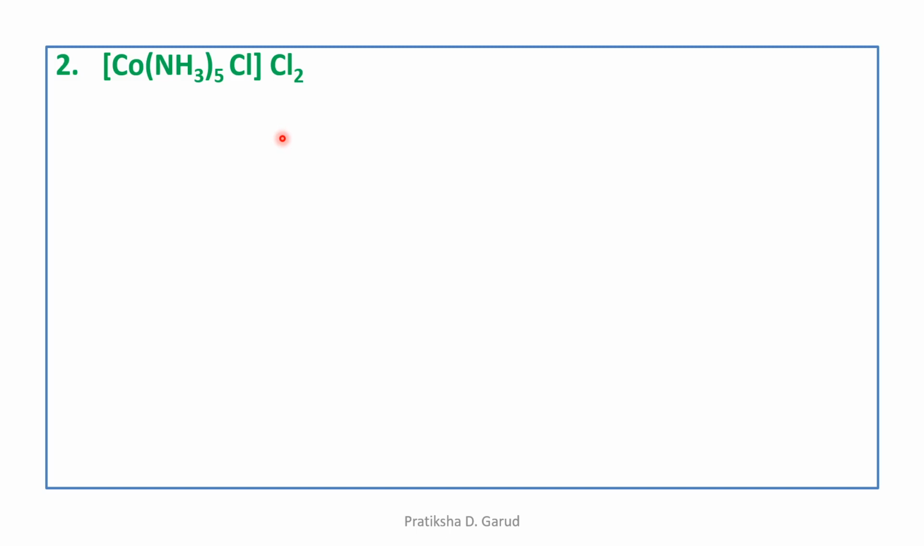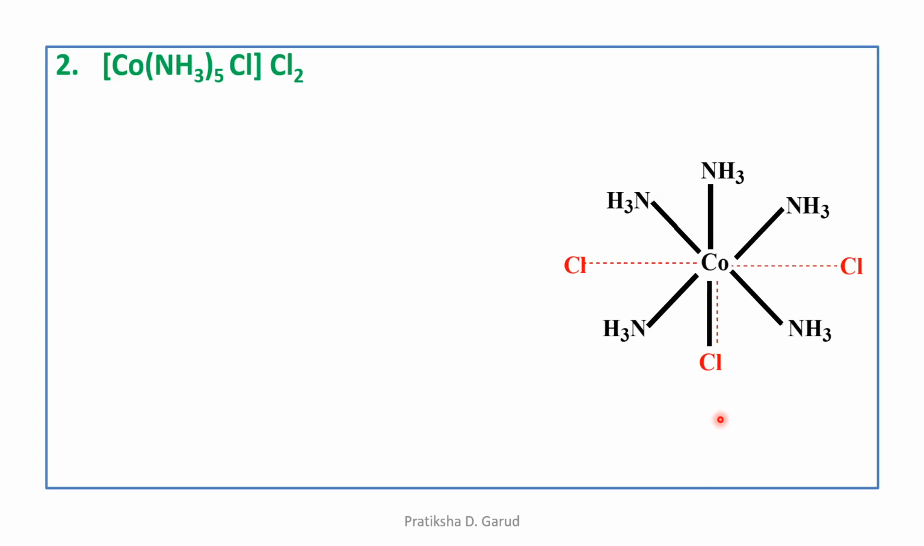Now we know that according to the assumptions, each central metal atom or ion satisfies both the primary valency as well as the secondary valency. And for these formulations, the secondary valency is 6, whereas the primary valency is 3. So to satisfy the secondary valency, which is 6, 1 Cl minus is inside the square bracket. So let's see the structure. This is the structure.